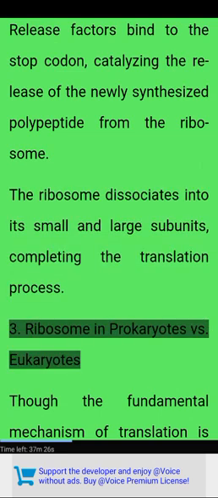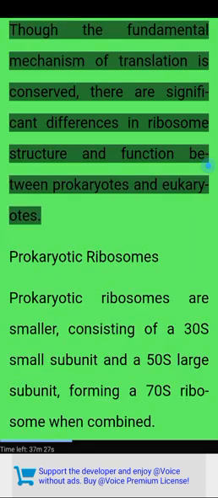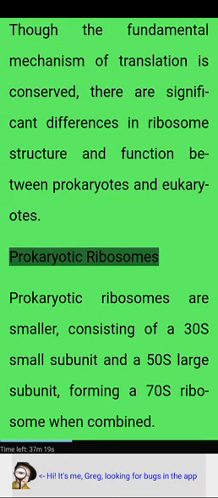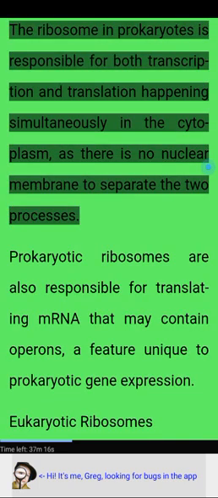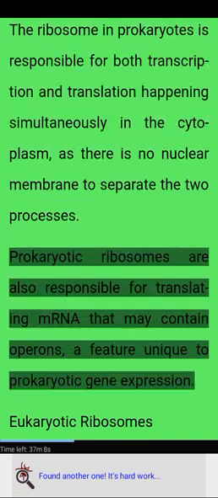3. Ribosome in prokaryotes versus eukaryotes. Though the fundamental mechanism of translation is conserved, there are significant differences in ribosome structure and function between prokaryotes and eukaryotes. Prokaryotic ribosomes. Prokaryotic ribosomes are smaller, consisting of a 30S small subunit and a 50S large subunit, forming a 70S ribosome when combined. The ribosome in prokaryotes is responsible for both transcription and translation happening simultaneously in the cytoplasm, as there is no nuclear membrane to separate the two processes.